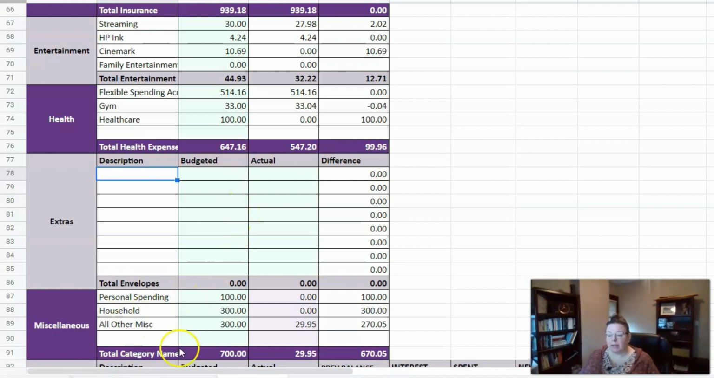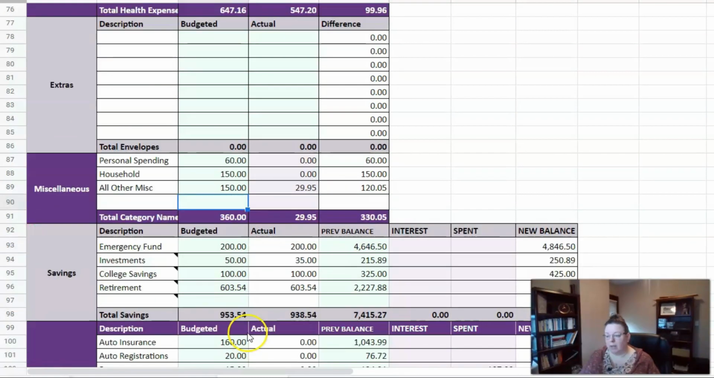Down here in miscellaneous, we have personal spending. Jeez, my mouse is not working well. We're going to change this to 60, 150, and 150. There were some things going on in April that's why that was up a little bit. So total expected is $360 for May for miscellaneous.